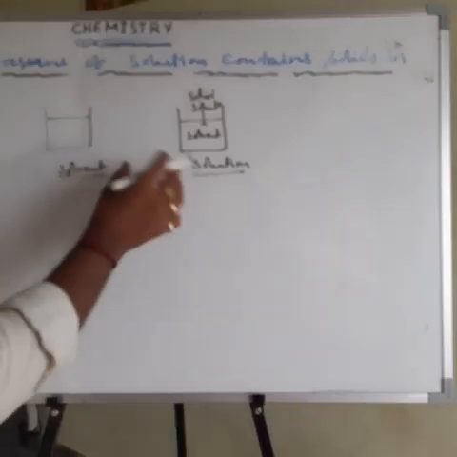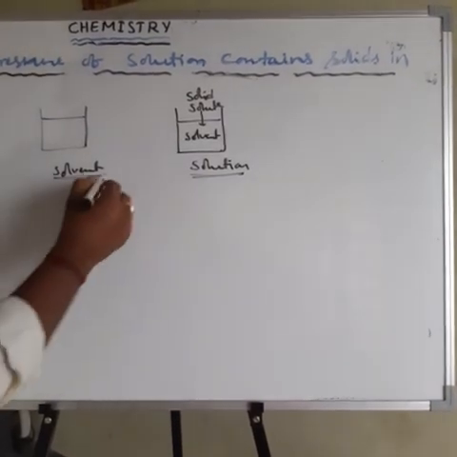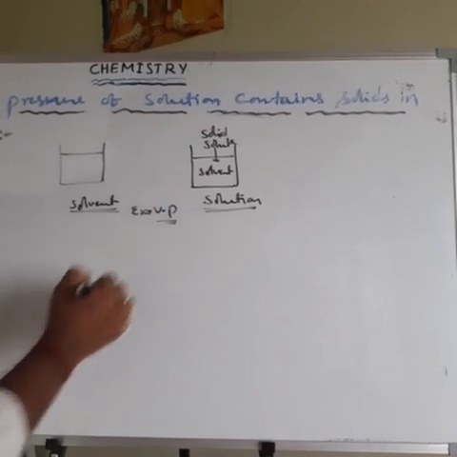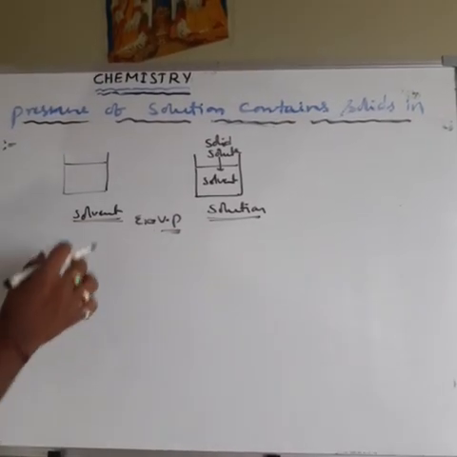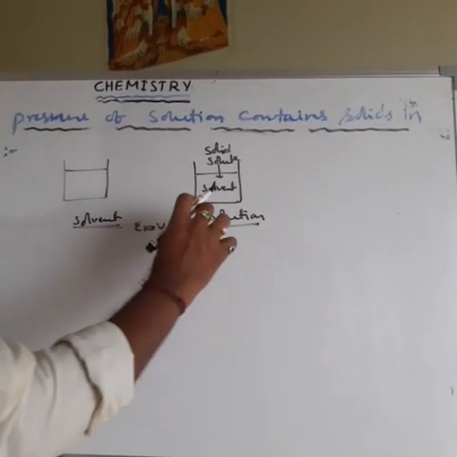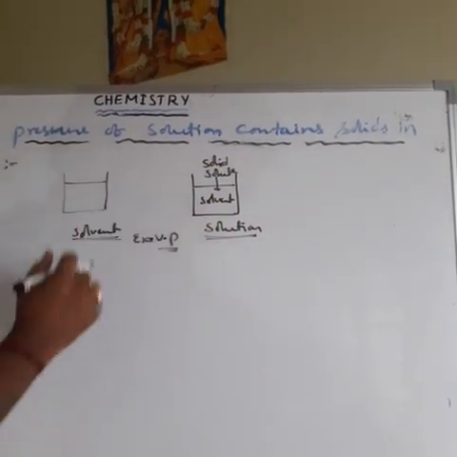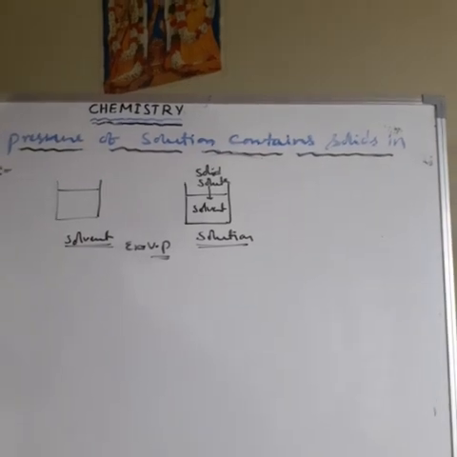So in what way do these two differ from each other? For example, vapor pressure. Vapor pressure is one example. The vapor pressure of the solvent is different from the vapor pressure of the solution containing the solid solutes. Then what is that concept? See the next point.